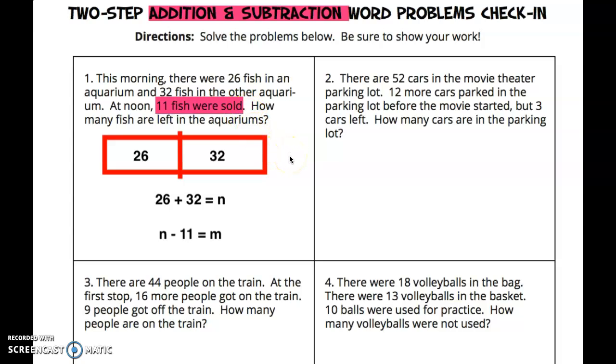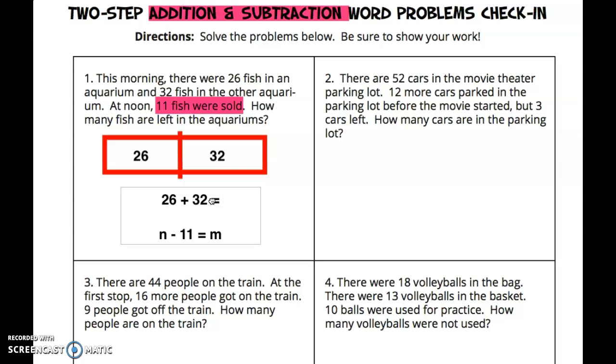Something about this problem is we don't know if the fish were sold from this aquarium or this one. It doesn't really matter because it just says 11 fish were sold, and how many are left in both of them. So I'm going to add first, because it's addition and subtraction. We need to add 26 plus 32. And I put a variable, which is n. Remember the n, the letters? That means like a question mark. Like 26 plus 32 equals, I don't know, the letter. So we can go ahead and solve for n. Let's do that right now.